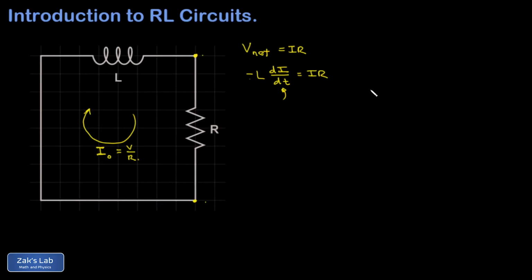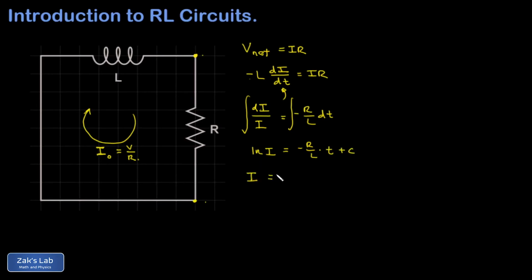So that looks good. This time it's actually easier to separate variables. I'm going to divide both sides by I. I multiply by dt to move that over to the right-hand side, and I divide by negative L, and I end up with a negative R over L dt on the right-hand side. We then integrate, find the antiderivative of each side. This gives me a natural log of I on the left-hand side, and a negative R over L times t plus an arbitrary constant c on the right-hand side.